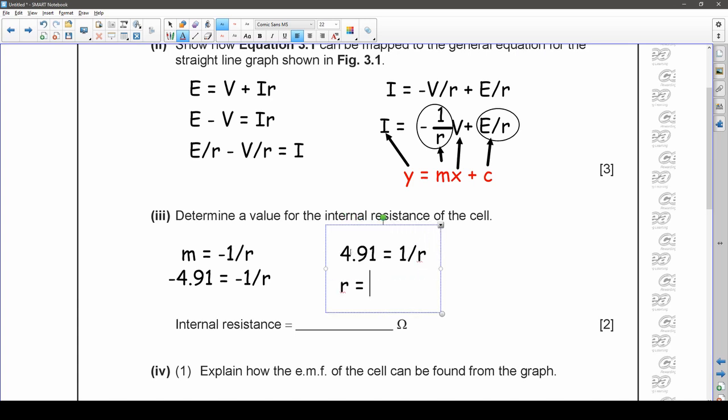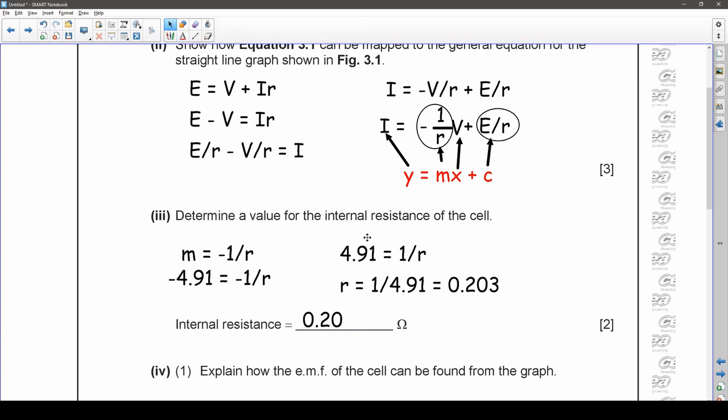So r equals 1 over 4.91, equals 1 divided by 4.91. And we've got that it's 0.203. Okay, now internal resistance of the cell, 0.203 ohms. I'm going to go for 0.20 on this one because 3 decimal places seems like a little bit of overkill.